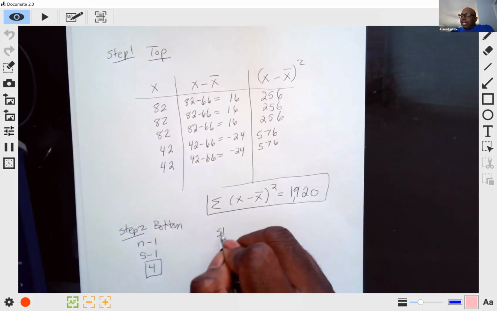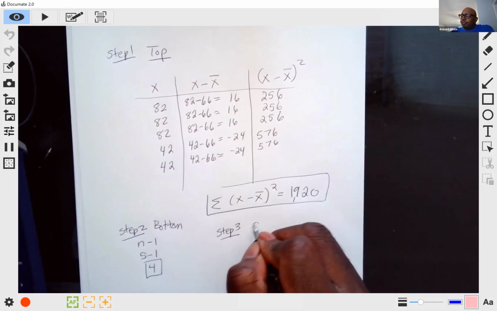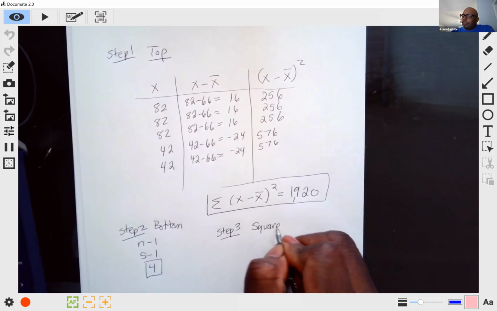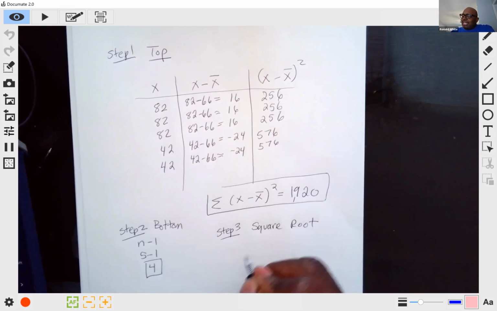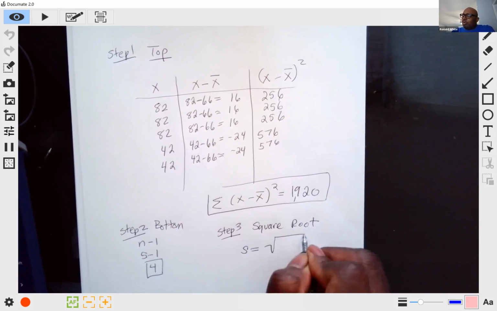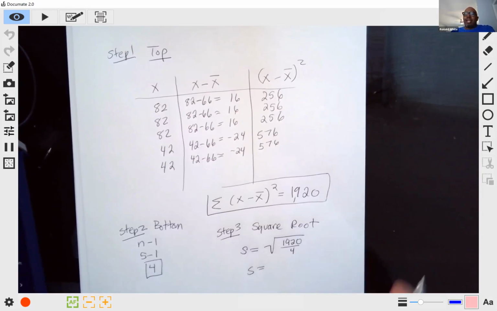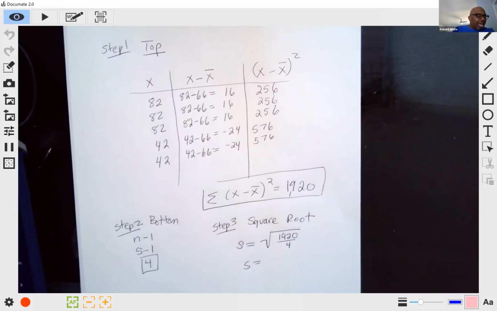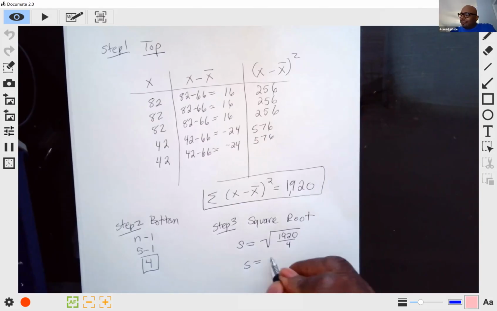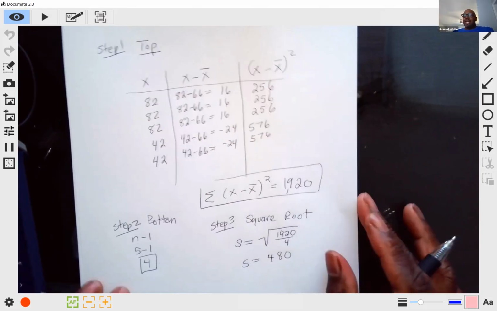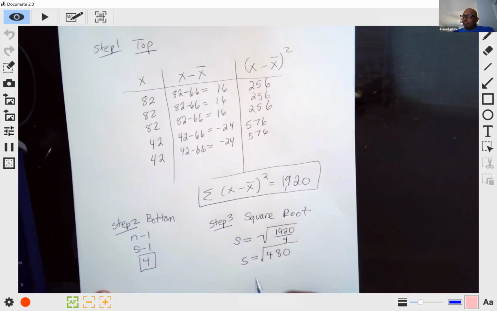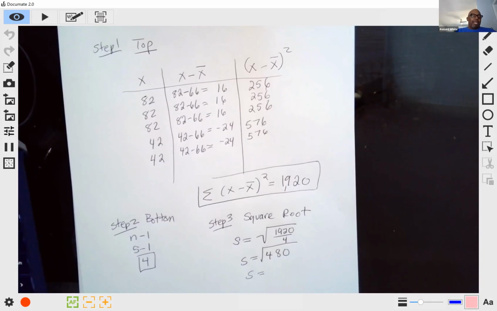So step 3 is to find that square root, which means the standard deviation will be the square root of 1920 divided by 4. You can do that in your calculators. 1920 divided by 4, let's see what that is. 480. And then we got to take the square root of that.